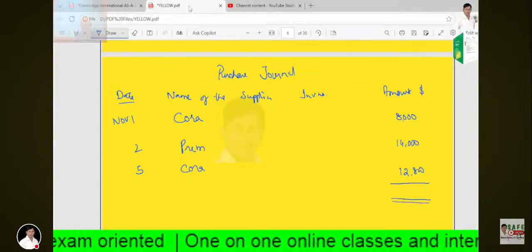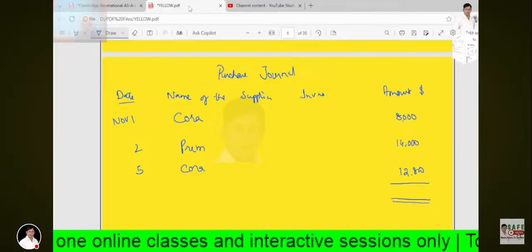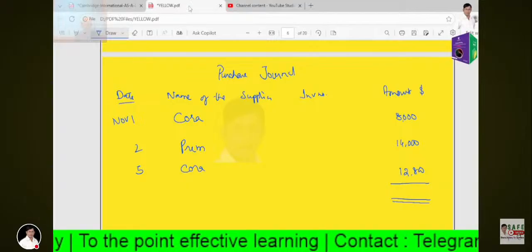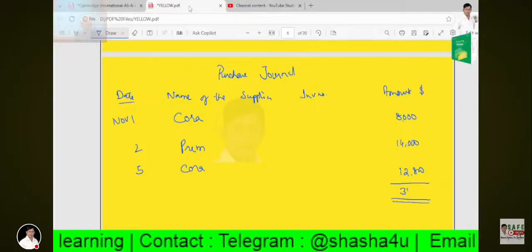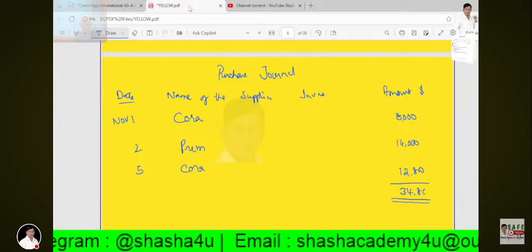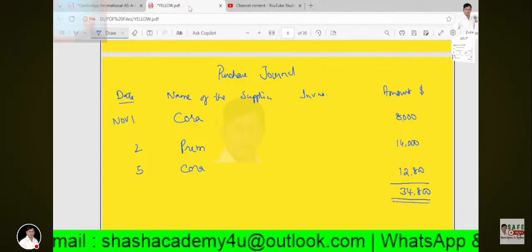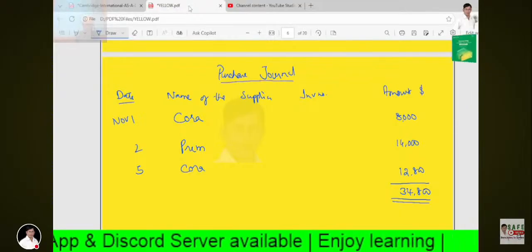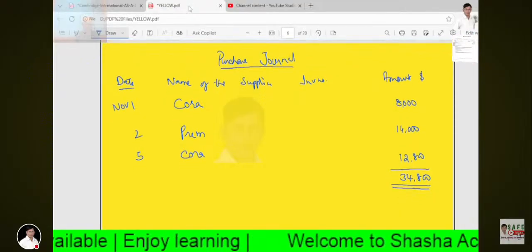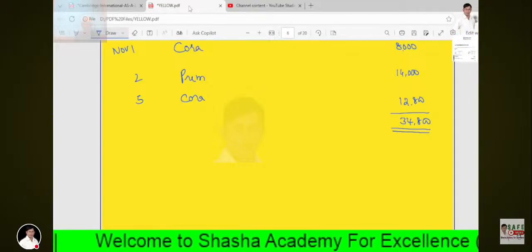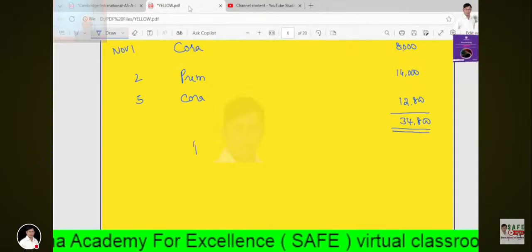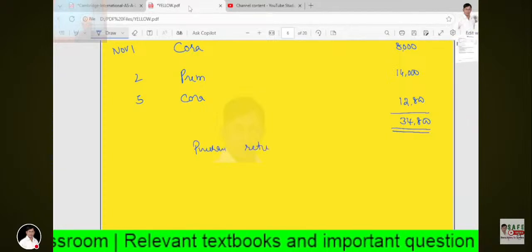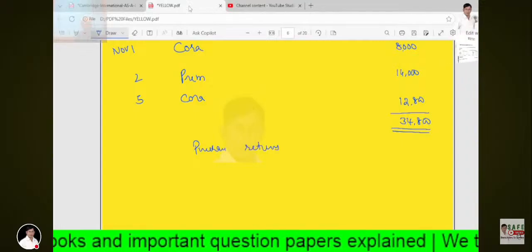So what is the total purchases? So 8 plus 14, 22, 22, 34,800. So these are the total purchases. This is purchase journal. Now we need to prepare purchase returns journal.